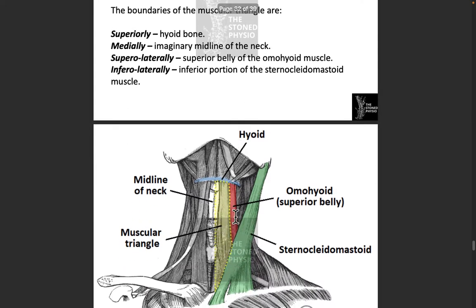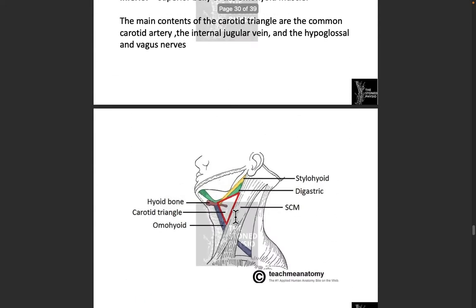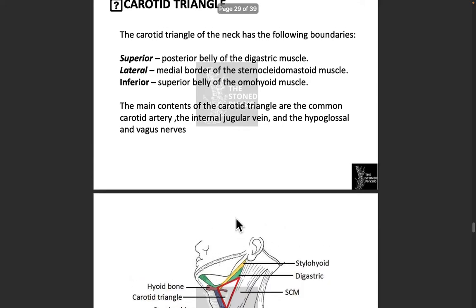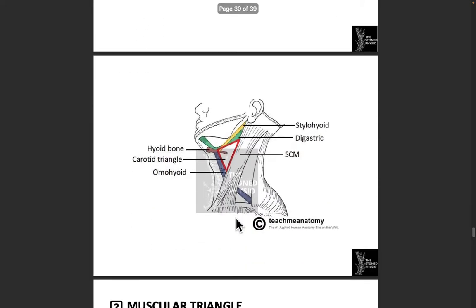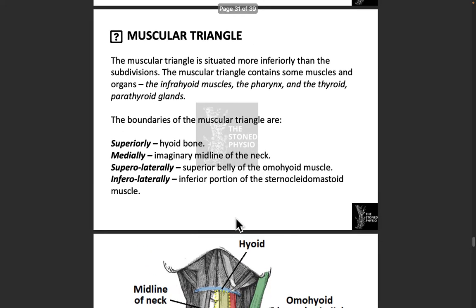In this particular triangle we have got certain glands. Just as we saw in the carotid triangle, we have various neurovascular structures, a vein, an artery, and two cranial nerves. Likewise, in the muscular triangle we have the pharynx, which is not a gland, but also the thyroid and parathyroid glands. Apart from that we have the pharynx and a bunch of infrahyoid muscles as well.